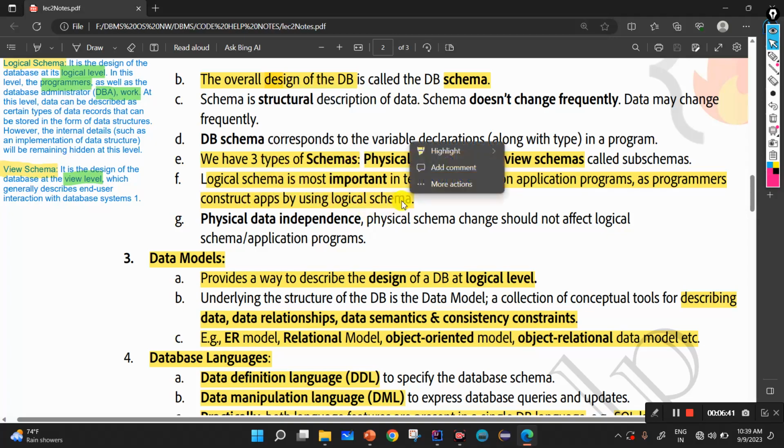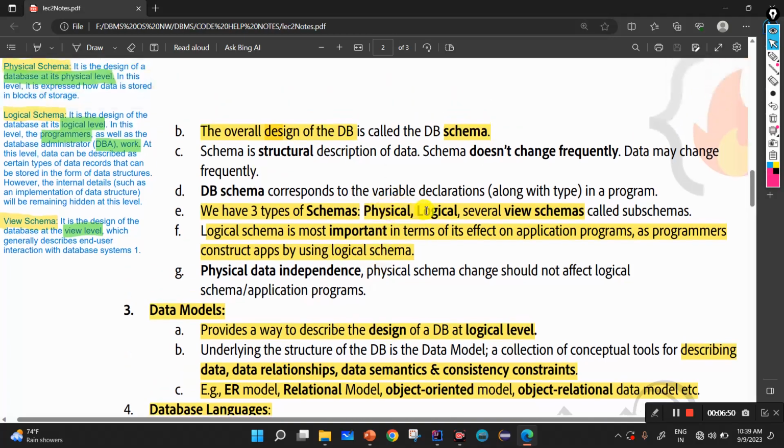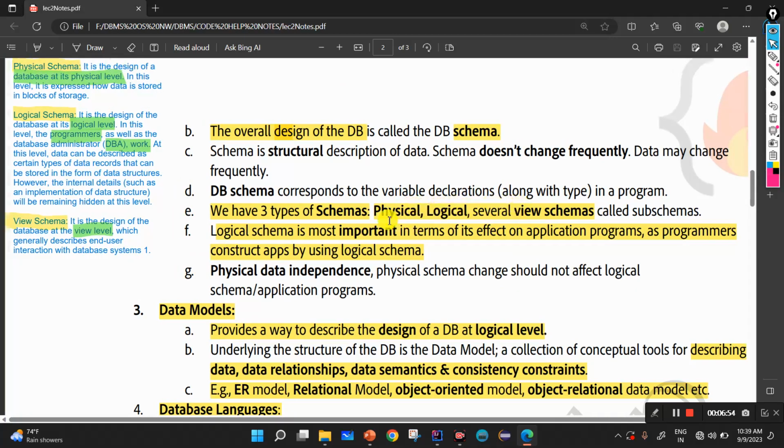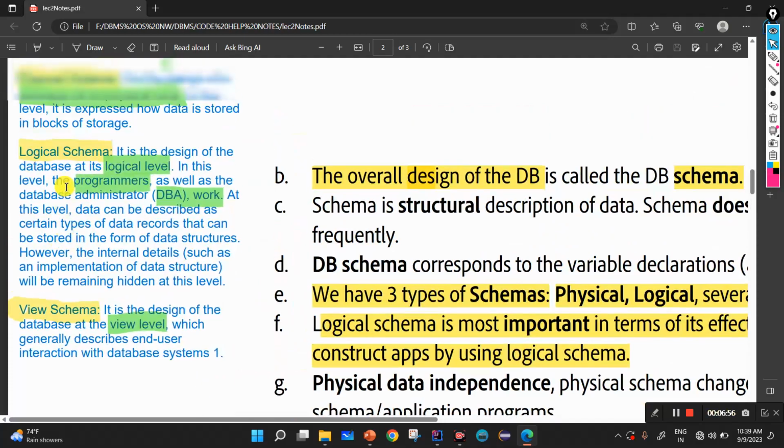It is of three types. One is physical, logical, and view schema. These are the three things. Physical level, as we have already studied. You can study it more there.